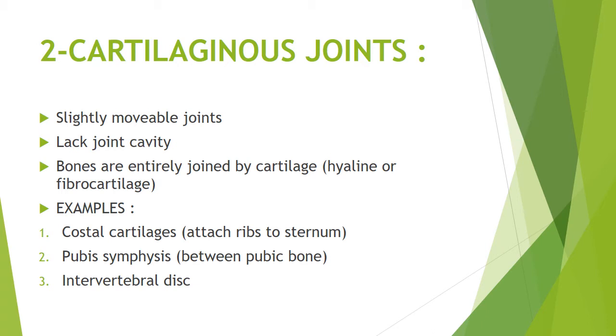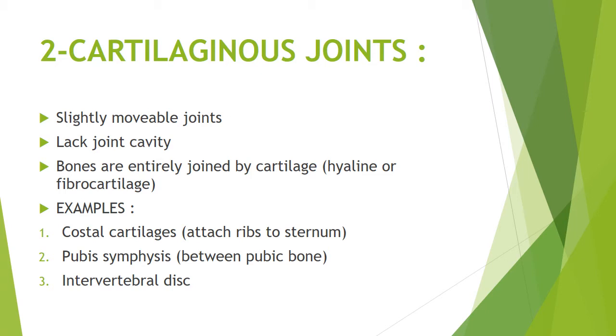Okay students, the second one is cartilaginous joints. As we know, a cartilaginous joint is also known as a slightly movable joint. Why is it called a slightly movable joint? Because it allows a little movement, because they lack a joint cavity and involve bones that are joined together by cartilage, either by hyaline cartilage or by fibrocartilage.